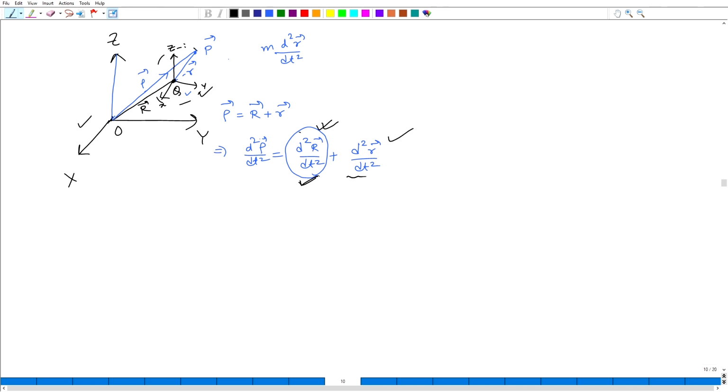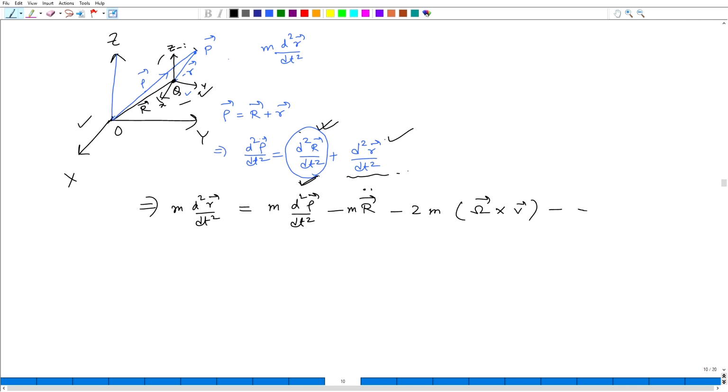Now, this thing you have already calculated. If I just want to write in a proper way, you know that m d2 small r dt2 will be equal to m d2 rho dt2 minus capital R double dot, I am just writing in a concise way, times m, minus 2 m omega cross v, minus omega dot cross r times m, minus m omega cross omega cross r.